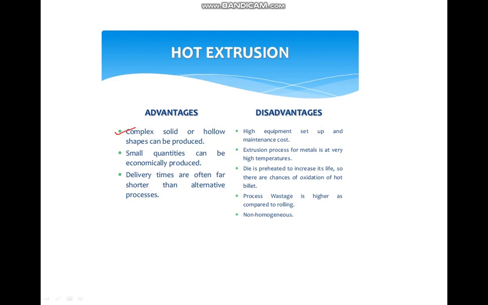What are the various advantages of the hot extrusion process? Complex solid or hollow shapes can be produced. Small quantities can be produced easily, economically, and delivery times can be maintained. What are the drawbacks? High equipment setup and maintenance cost, because you are carrying out working of metal at high temperature. Die life is reduced. Oxidation will occur. Process wastage is higher as compared to the rolling process. If you compare this process with rolling, then it is a non-homogeneous process.